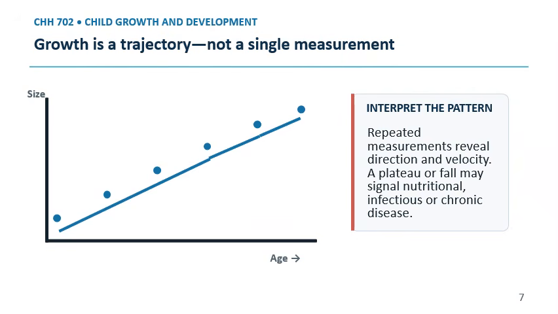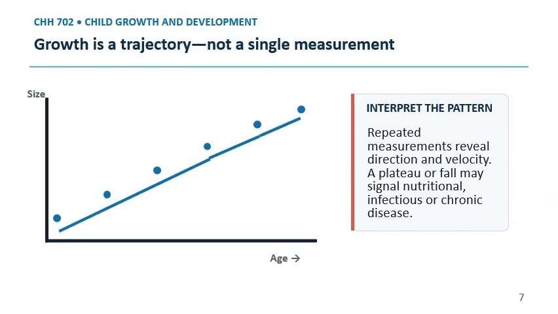The graph rises from left to right, as you can see, because body size generally increases with age. But the most important message is not that all children follow one straight line. Real growth varies in tempo, and reference charts describe distribution rather than a single compulsory pathway. The plotted points represent repeated contacts and measurements. Joining them allows us to see direction. The steepness of the line gives an impression of velocity, while a flattening or downward movement prompts us to raise concern.